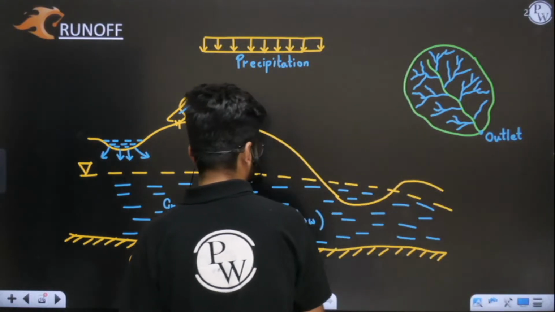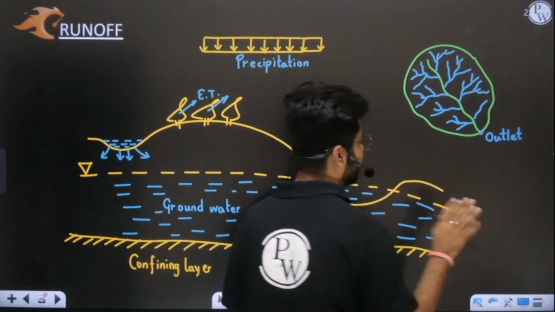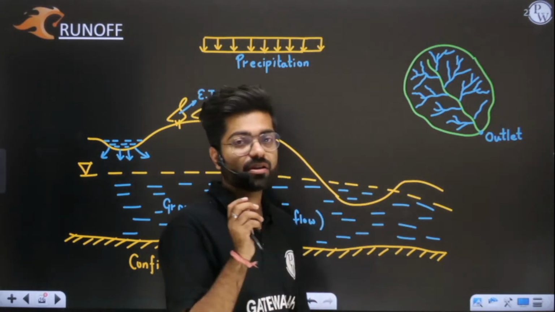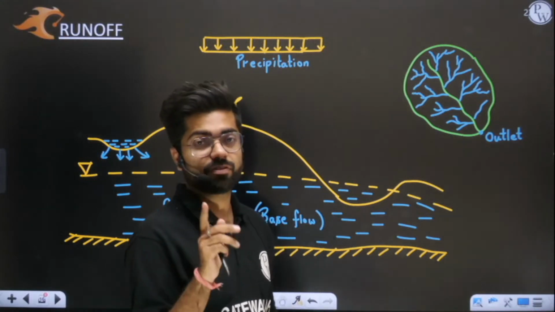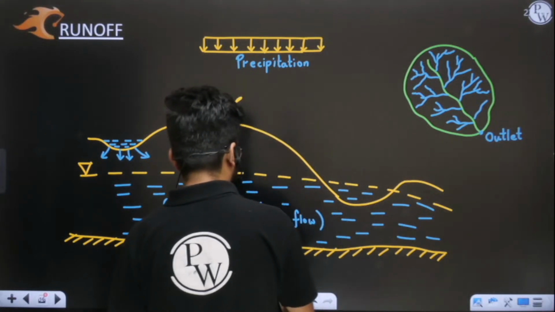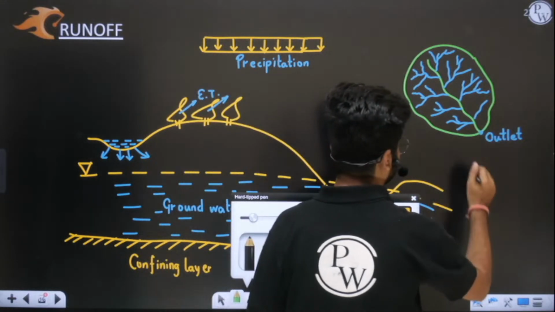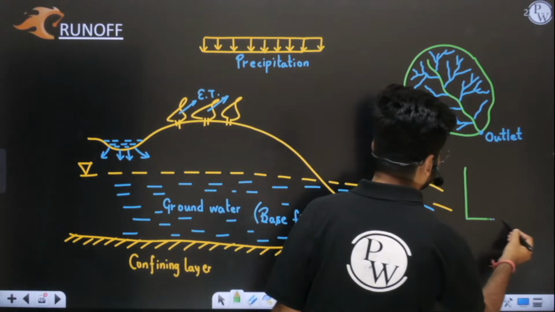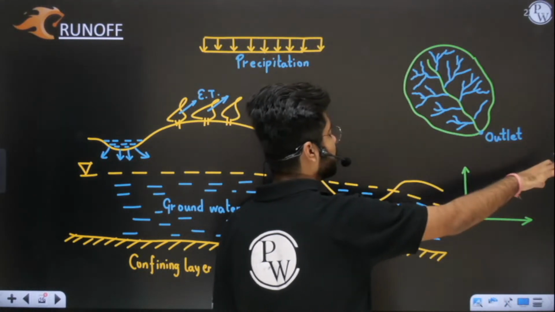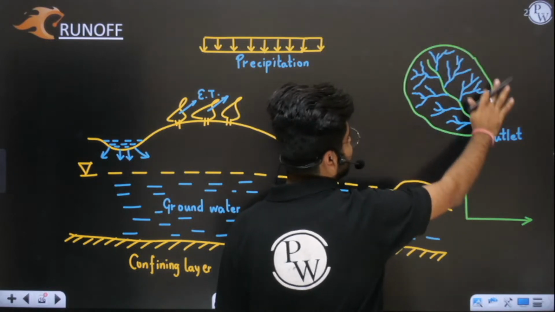Understood, sir. Now let us imagine, listen very carefully. This is very important, because if you are unable to understand this, the hydrograph chapter will be hampered. Hydrograph is the most important topic, so please listen very carefully. Let us say this is your outlet, the outlet from where all the water will leave the catchment area. This is the entire catchment area.